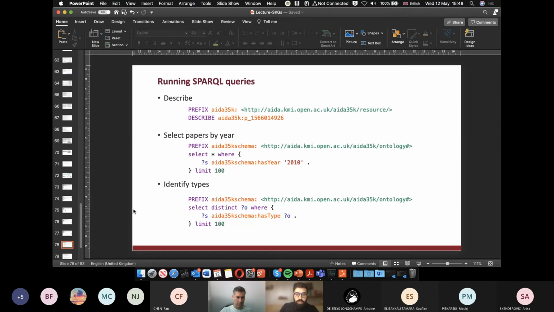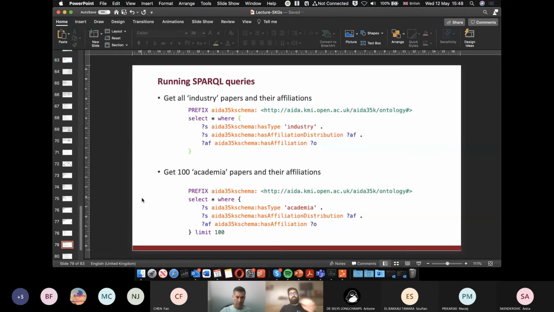Then let's go to the next slide. Okay, now that we know exactly how industry is written and academia is written, we can get all papers and their affiliations, that is, the papers and the affiliations that come from industry.